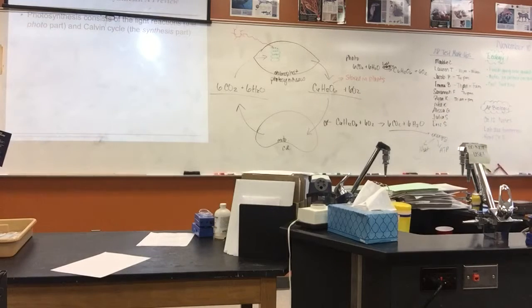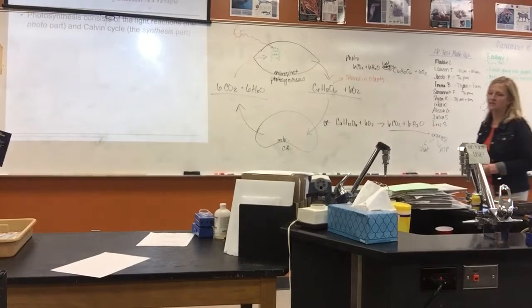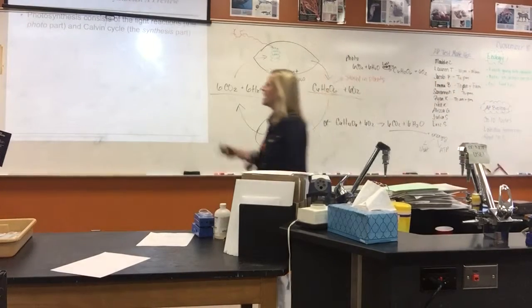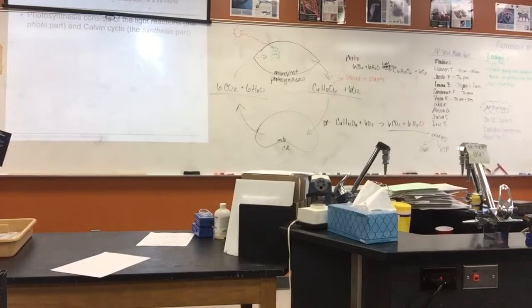In photosynthesis, there are only 2 stages, so it's a lot shorter than cellular respiration. Remember, cellular respiration has glycolysis, the intermediate step, the Krebs cycle, and oxidative phosphorylation. There are only 2 steps in photosynthesis: the light reactions, that's the photo part, they use light, and the Calvin cycle, the synthesis part, where you're going to make the sugar.